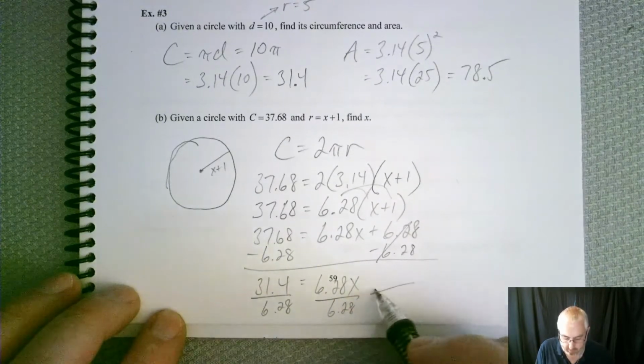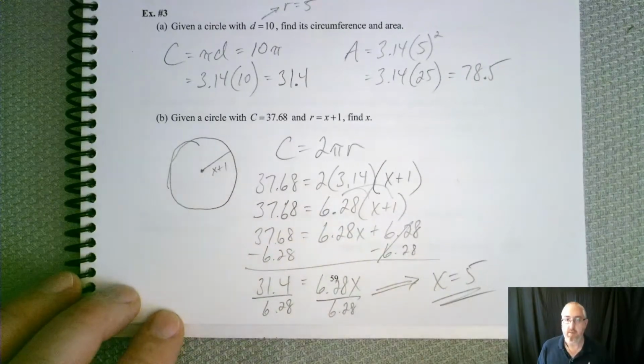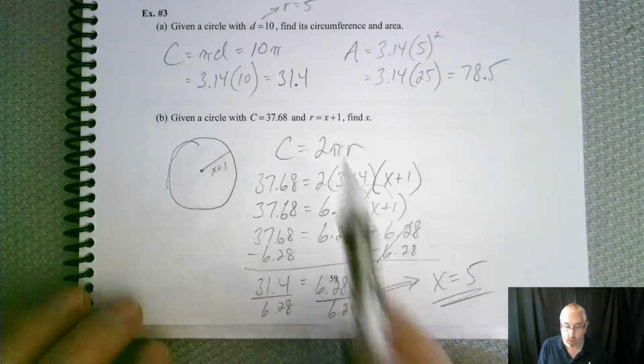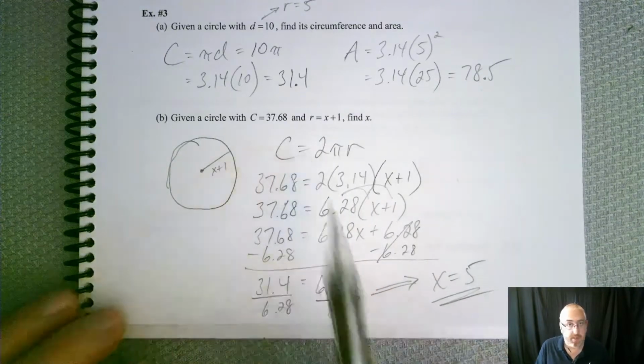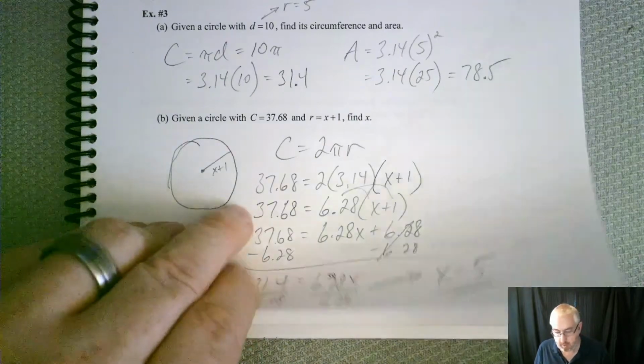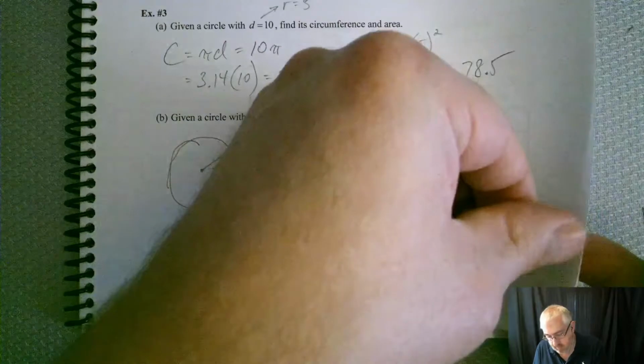So that's going to give us x equals 5. So again, always try to start with a formula. If you're stuck and you don't know where to start, start with a formula that works for that particular problem. All right, let's try a couple more, and that will wrap up this section, if I can turn the page.